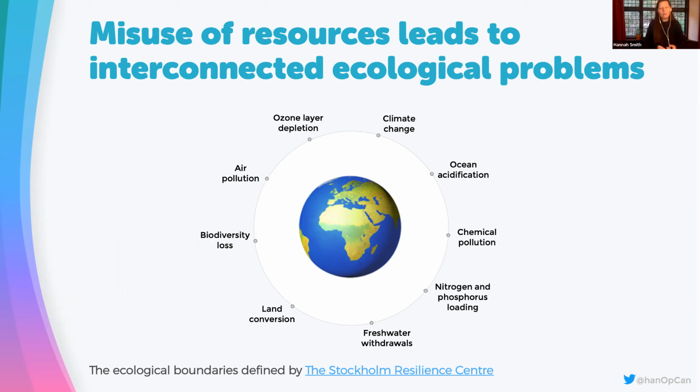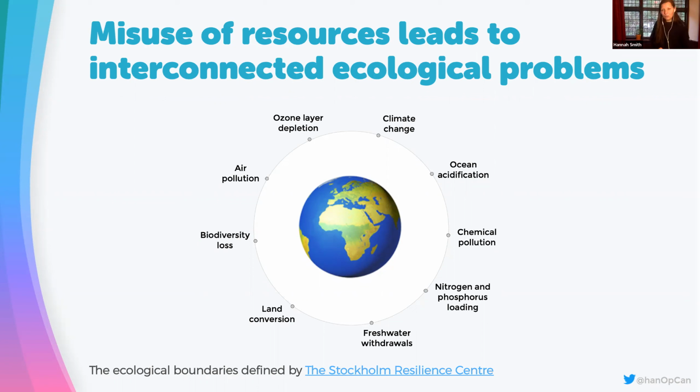And these are defined by something called the Stockholm Resilience Centre. So they're generic, they're a wide view of how the world works. It's not just related to tech. And can you see in those, I don't know, just gone 12 o'clock position, one of those points is climate change. There are 8 other points for us to consider.